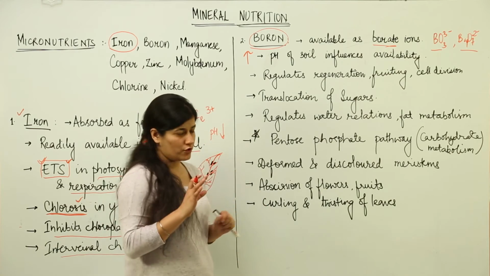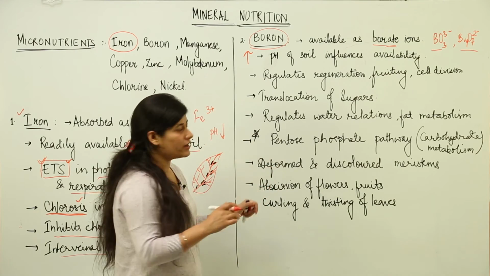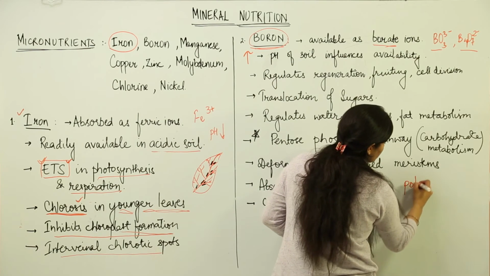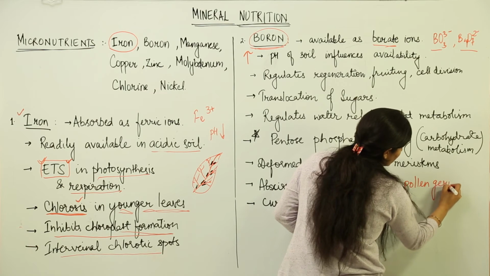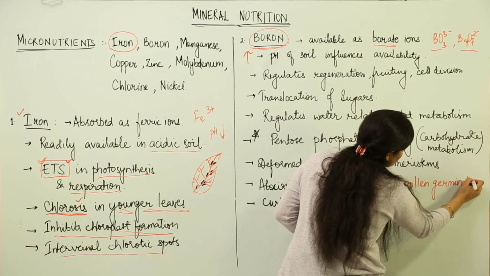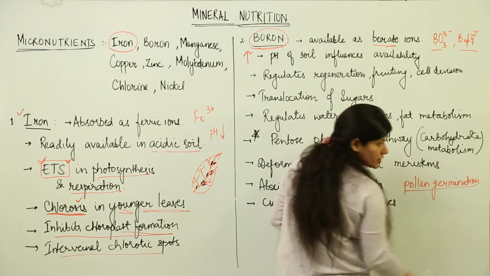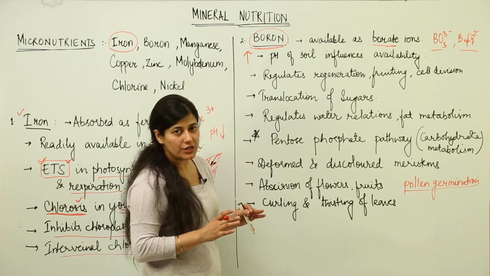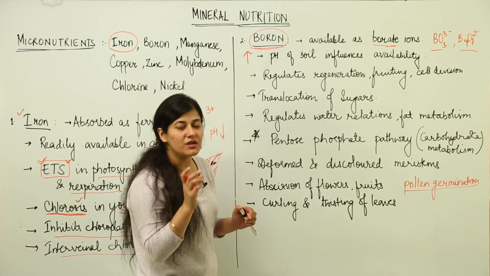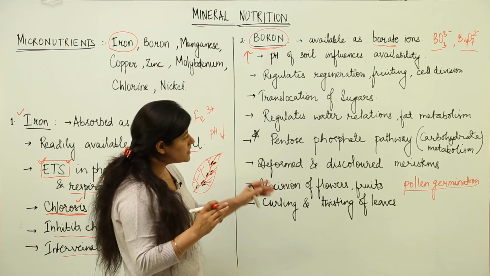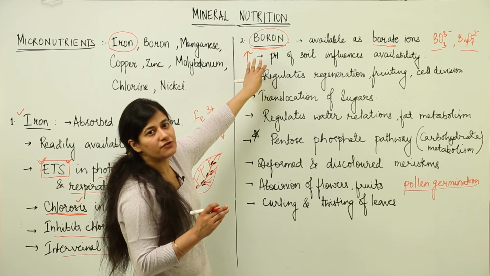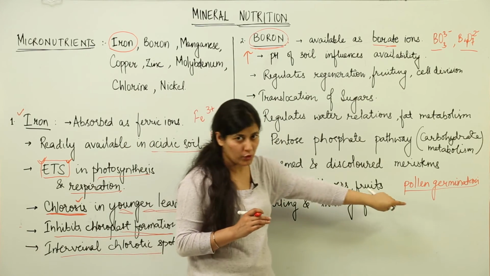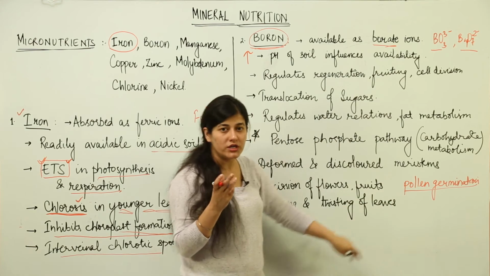First of all, before we get into these, you need to remember that it has a very important role in pollen germination. Okay? The formation of the pollen tube, which enables the entry of the pollen grains, male gametes, into the female flower, is not completed if boron is deficient. So boron plays an important role in pollen germination by forming the pollen tube basically.